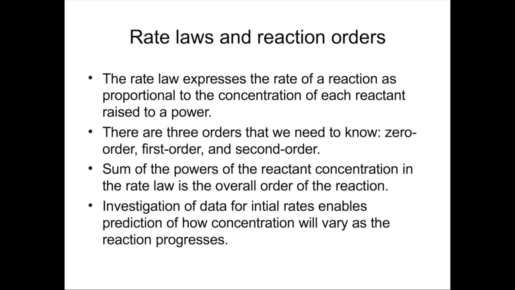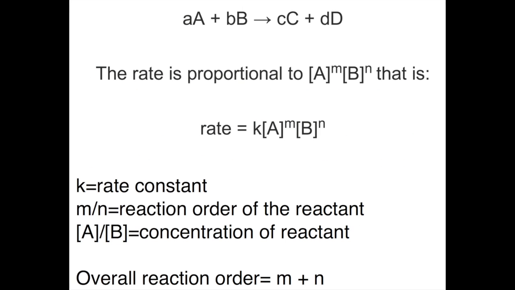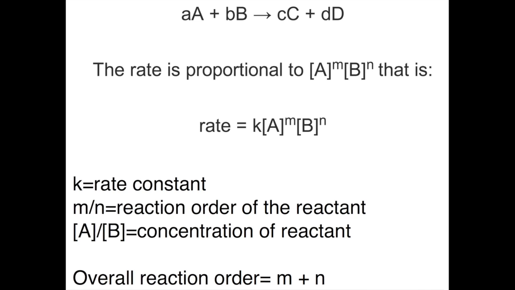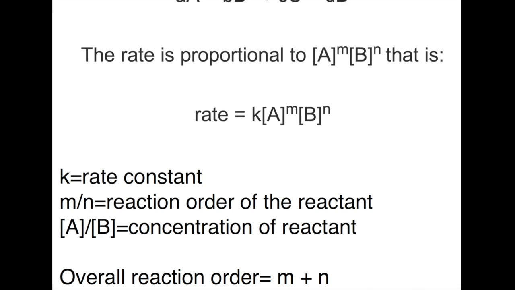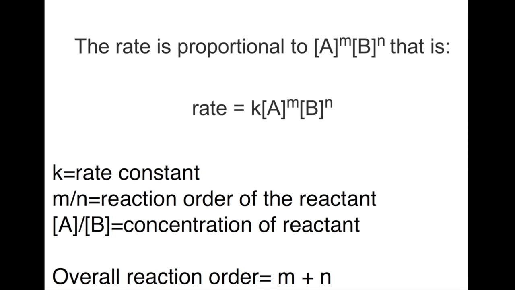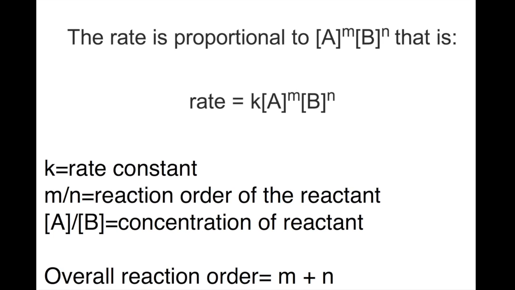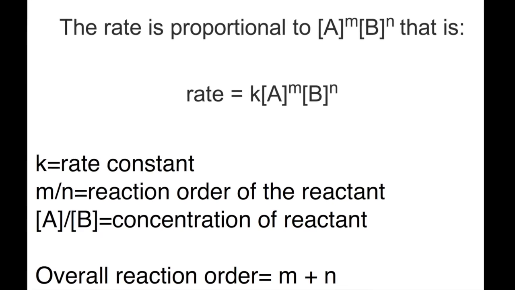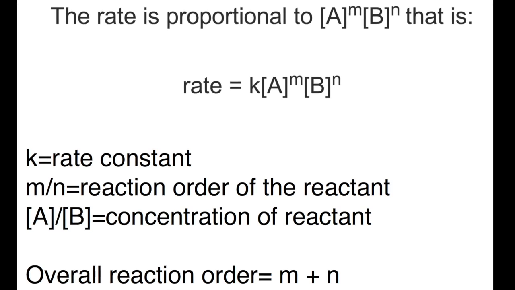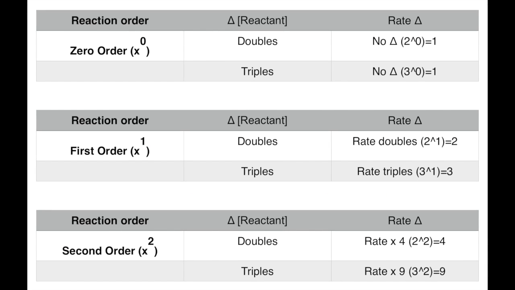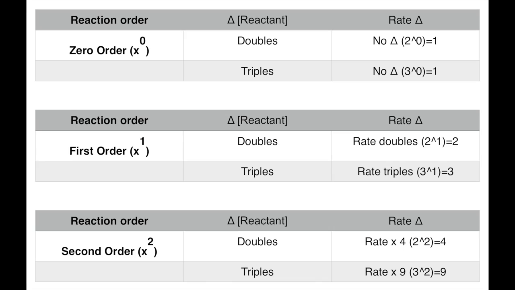Investigation of data for initial rates enables prediction of how concentration will vary as the reaction progresses. We express this rate law as follows: the concentration of one reactant raised to a power, which is the reaction order of the reactant, multiplied by another reactant's concentration raised to the power of its reaction order, while the overall reaction order is simply the sum of the powers. This table sums up how we determine a reactant's order.